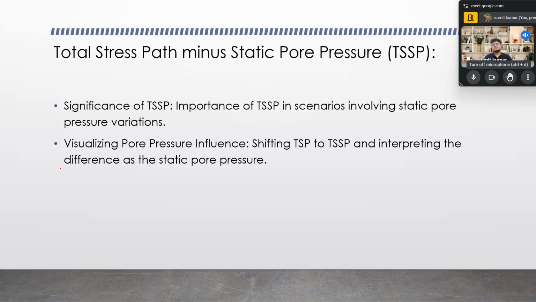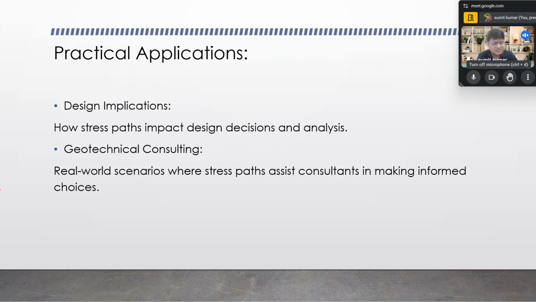When we talk about its significance, it is important in scenarios involving static pore water pressure. In several aspects we see static pore water pressure is there whenever the water table is retained at any place. In that situation the static pore water pressure is always present, so we want to eradicate that, and that is what the effective stress path fulfills, right?